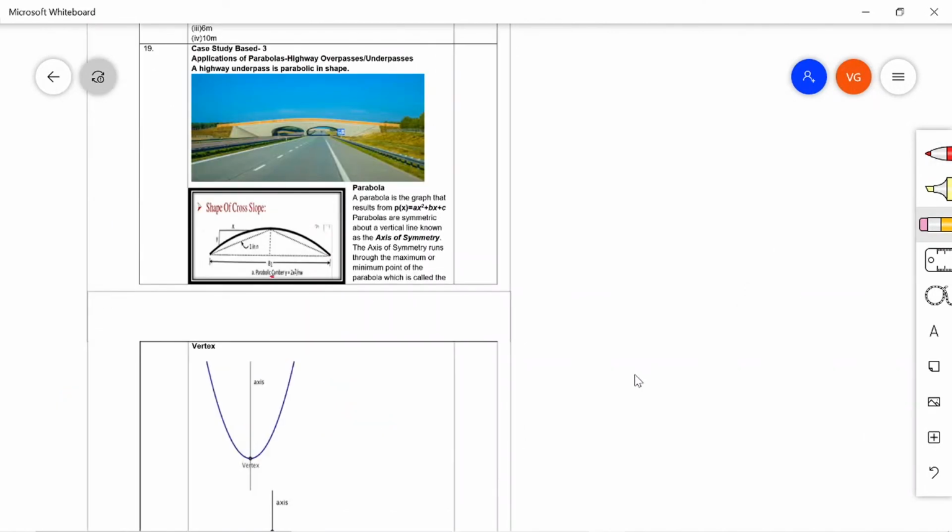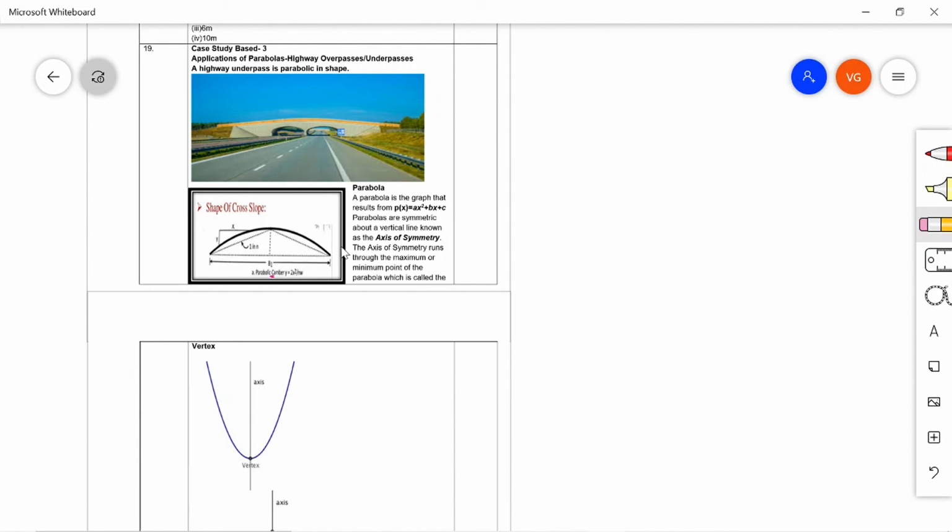Next is question number 19, case study based question 3. This is applications of parabolas, highway overpass, underpass. So here they have given the highway underpass which is in the shape of a parabola. A parabola is the graph that results from the equation p of x is equal to ax square plus bx plus c. So we know this ax square plus bx plus c is nothing but the quadratic equation, right?